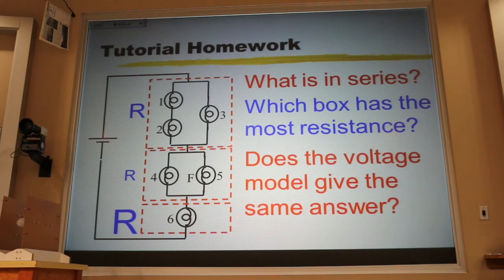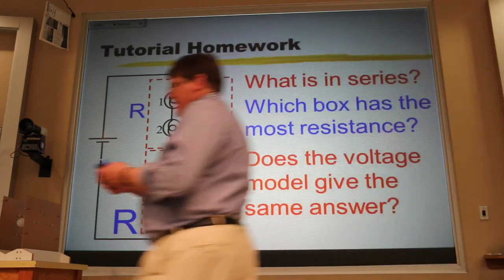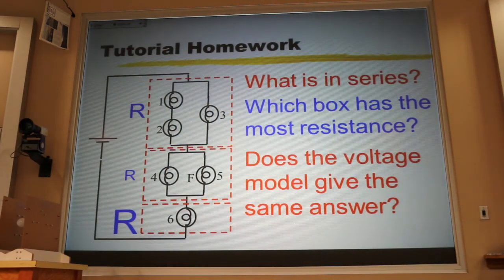Now, let's use the voltage model. I got the most volts across that bottom box, so 6 is going to be brightest. I have the second most volts across the top box. All of those volts are across 3, so 3 is going to be the second brightest. I know that I've got more volts across 3 than I do across 4 or 5. And I know that the voltage across 1 plus the voltage across 2 is equal to the voltage across 3. So 3 is going to be brighter than 1 equals 2.